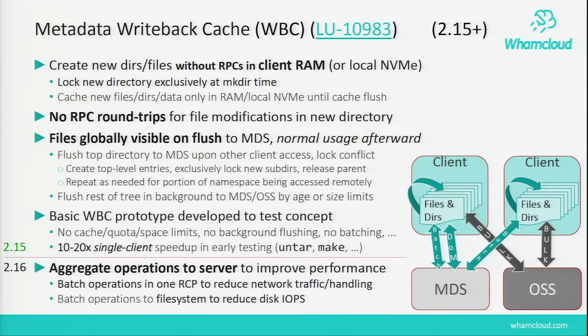And another major feature, this is for 2.15 and later, is the metadata writeback cache. This will allow clients to create files and directory trees. Let's say untarring a directory. It's quite useful for machine learning, where they have a large tarball full of files, or genomics where they have a gene sequence. They untar it at the beginning of their job run, operate on those files, and then delete the tree.